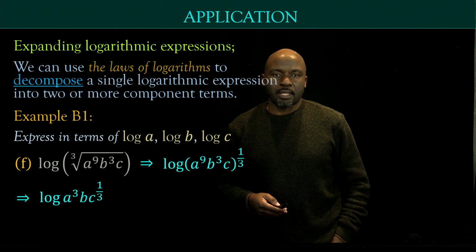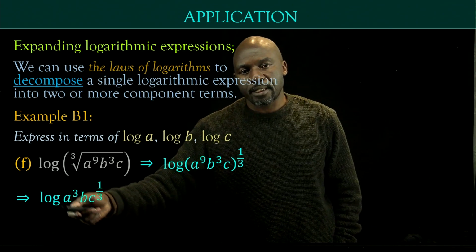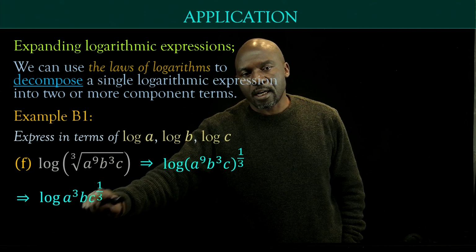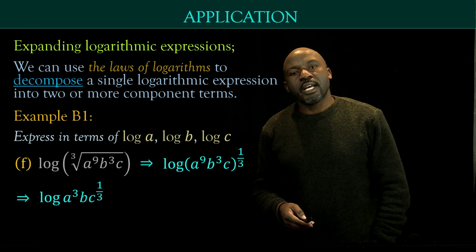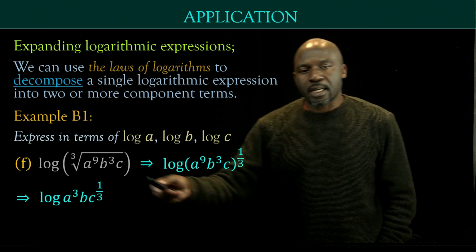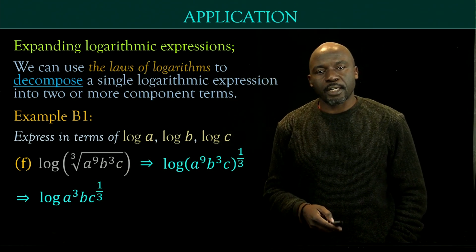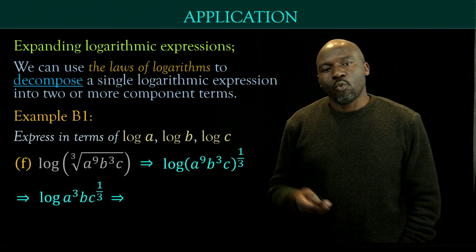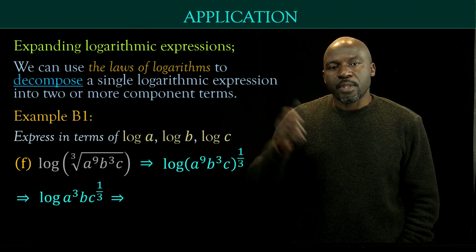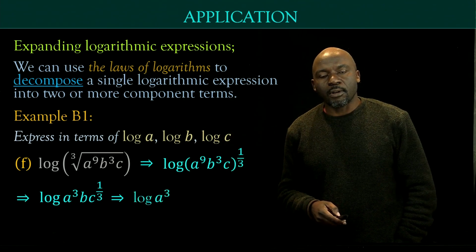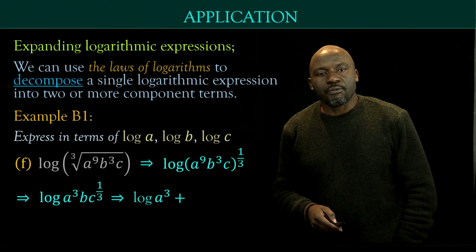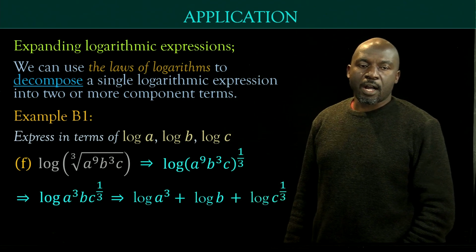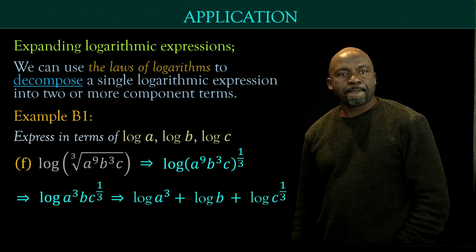And now we use the product law, because all the elements in there have been multiplied. It's A power 3 times B times C power a third. Because the elements inside that argument have been multiplied, we need the product law, which therefore tells us that we will add the log of A power 3 with the log of B and with the log of C power a third, like that. I hope that is clear.